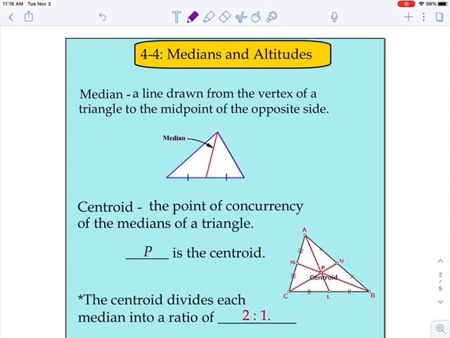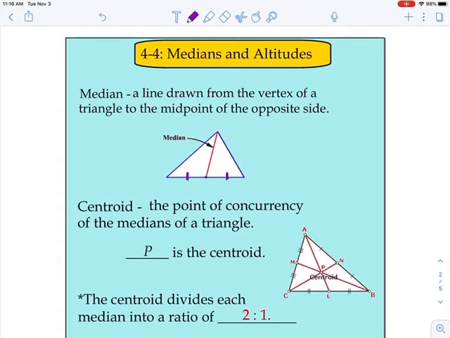So today we're going to talk about section 4.4, which is about medians and altitudes. The median is a line drawn from the vertex of a triangle to the midpoint of the opposite side. You can see in that picture that the median of that blue triangle is that red line. This piece is going to be equal to this piece, and that would be its midpoint.